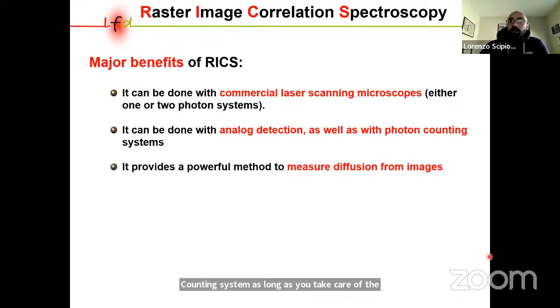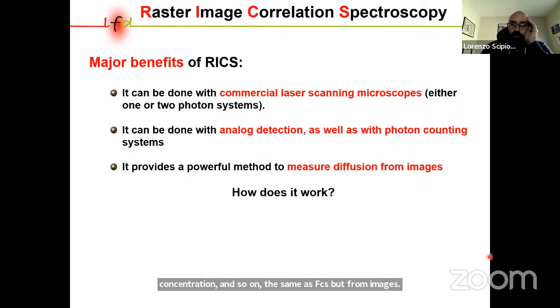And it can be used to measure the diffusion coefficient of diffusing proteins, diffusion modality, concentration, and so on, the same as FCS, but from images. This is very important. So let's see how it works.